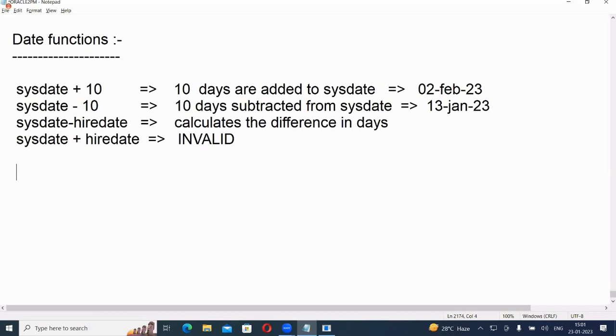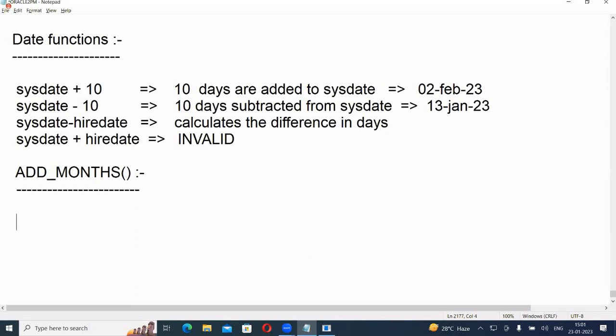Now, let's see. These are the date calculations. But what can we add to the dates? Days can be added. Directly you can add the days, directly you can subtract the days. But I want to add months. If you want to add months, there is a function: ADD_MONTHS is the function.